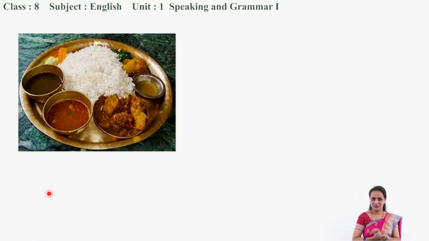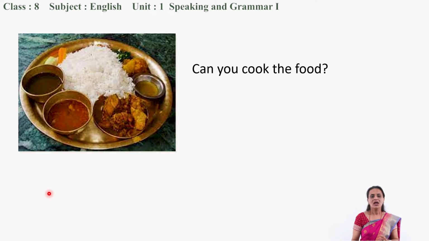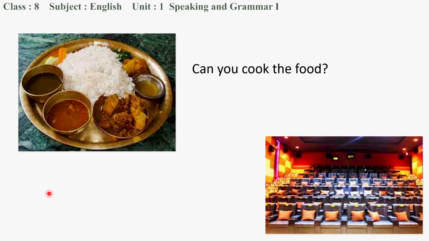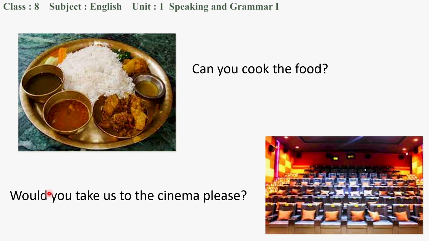Now, what do you see here? See, so delicious meal, isn't it? Can you cook the food? Yes or no? Yes. Can you cook? Yes. Now, another is, what is it? Cinema hall. Very good. Would you take us to the cinema hall, please? The answer comes in whether yes or no. Can you cook the food? Yes or no? Would you take us to the cinema, please? Yes or no? Very good. Okay, let's see more examples.